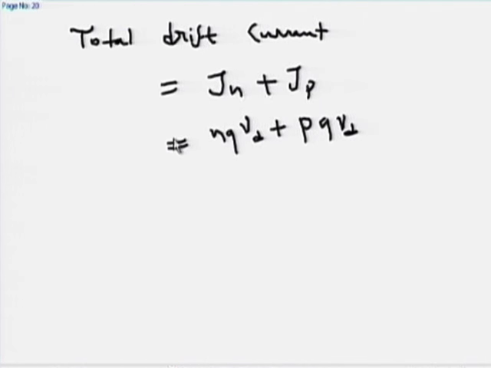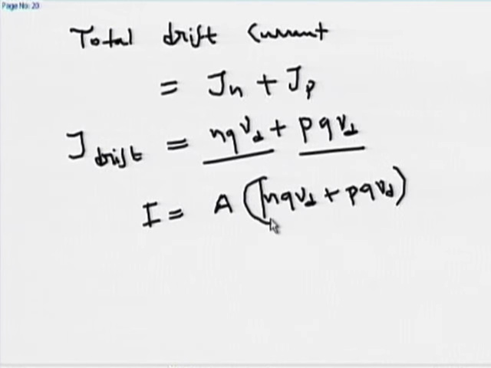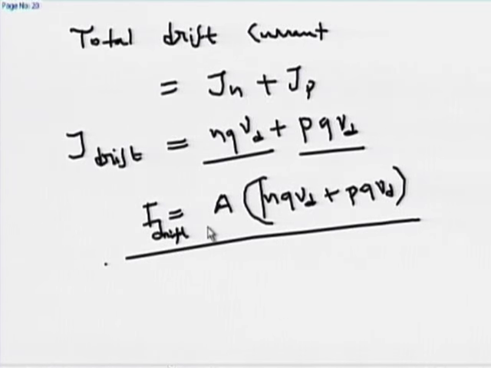So, this is the expression, and this is the drift current. I will say J drift is the sum of the electron drift and the hole drift. Very easy, you can find that out. And by the way, J is current density. If you multiply with the area, your I will be nothing but A, area, times n q v d plus p q v d, where v d is the drift velocity. This is the expression for the drift current.